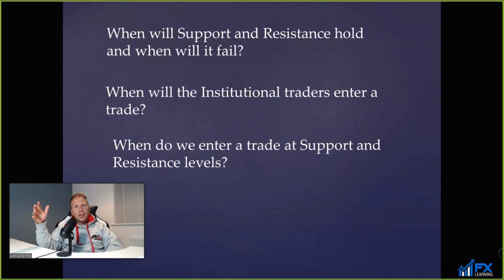And when do we enter a trade at a support and resistance? Again, we will cover this in more detail probably in part 3, but it is very important that we understand when price comes to a level, what is price telling us? When is the right time to enter a trade? Because you can't just wait for price to come to a level and just assume, okay, well, I'm going to take a trade from this level. You've got to see what price does at the level. How does it react? What are the candlesticks telling us?